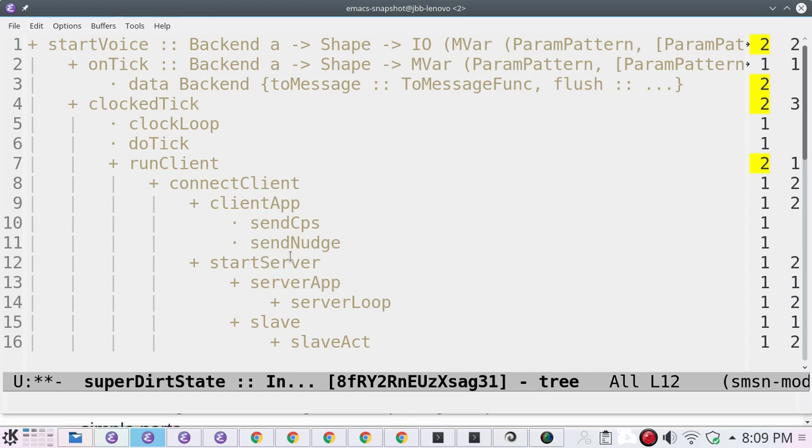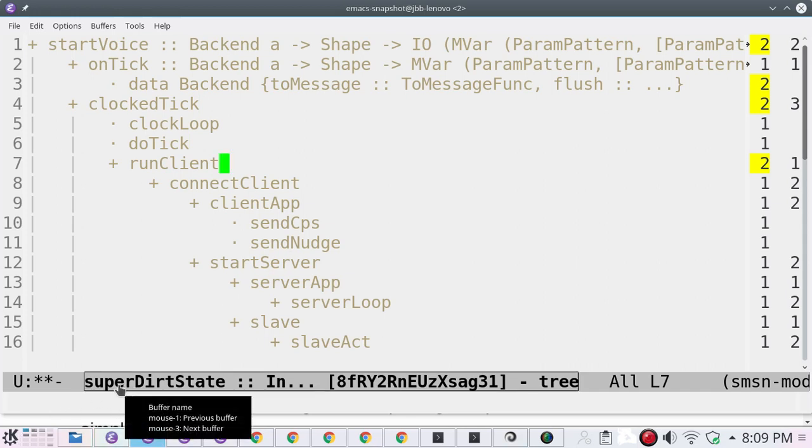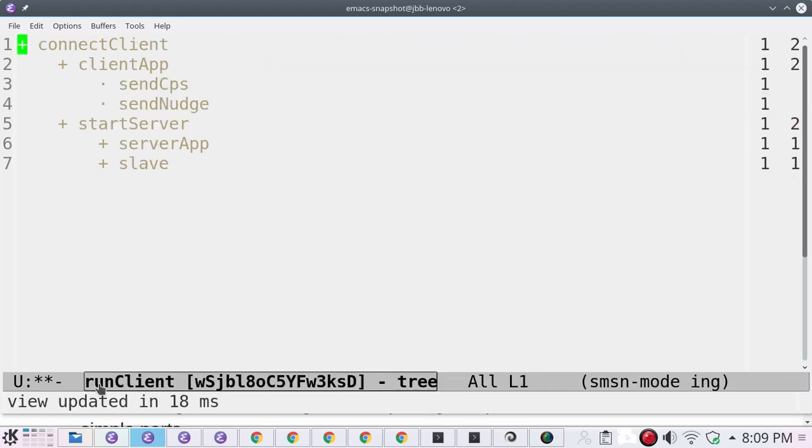But some things have more than one parent, right? If we look at run client, that has two parents. We can see one of them, clocked tick, but we can't see the other one right now. That's because the view that we're looking at is defined by superdirt state. It's all the descendants of superdirt state. So now let's visit run client. I visited run client, we see run client at the bottom of the screen. So now I'm looking at all the descendants of run client. So run client calls connect client, that calls client app and start server, etc.